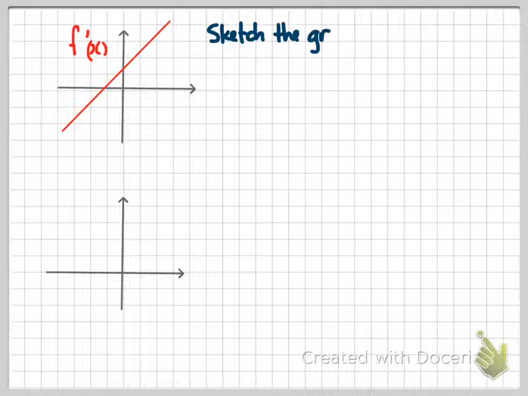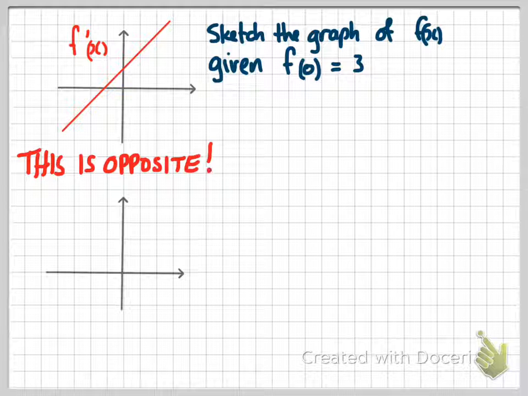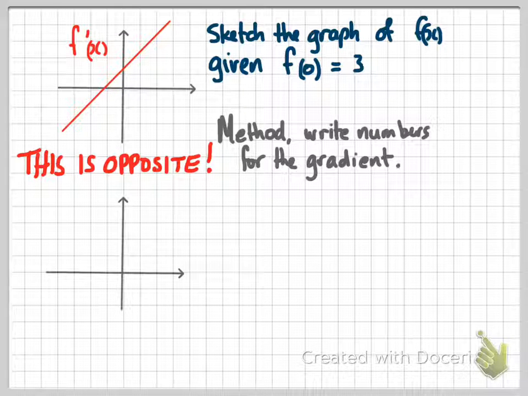Now this time we're going to do the opposite. We're going to sketch the graph of an original function. We're given that the function at 0 is 3, and this is the opposite thing that we're doing from the last two. We're starting with a gradient function. That's f dash x is given to you. So we're going to do a slightly different method, and we're going to write numbers for the gradient.